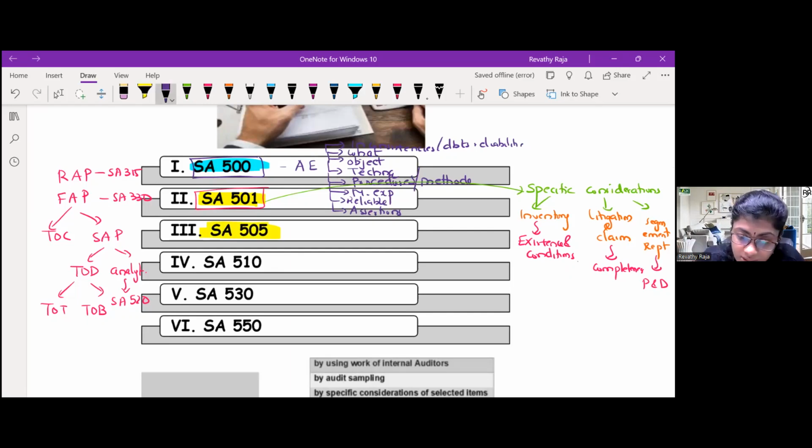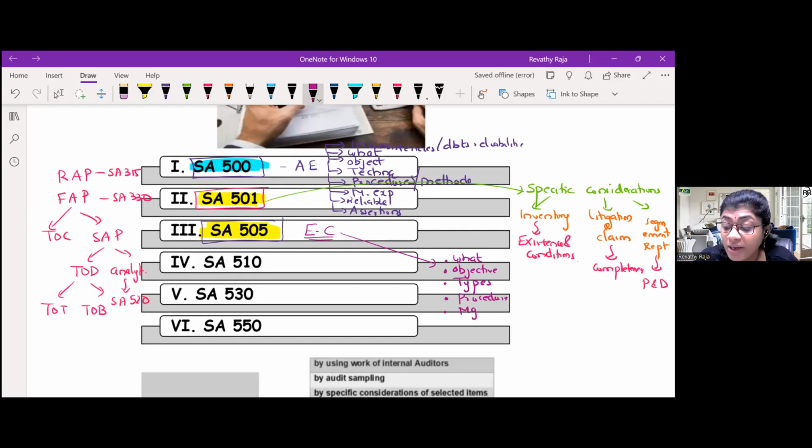Now moving forward to SA 505, which is regarding external confirmation. Here we are mainly addressing what is external confirmation and why to obtain external confirmation: to obtain relevant and reliable evidence. There are 2 types of confirmation: positive confirmation request, or it can be negative confirmation request, positive and negative. Then, moving forward with what is the procedure to obtain confirmation?